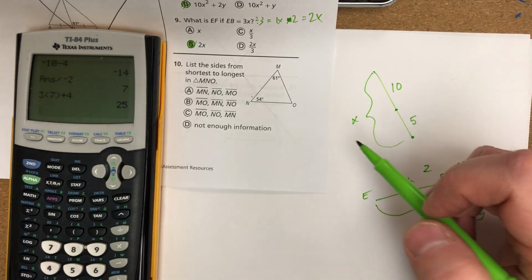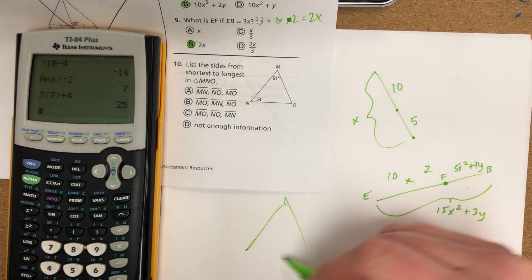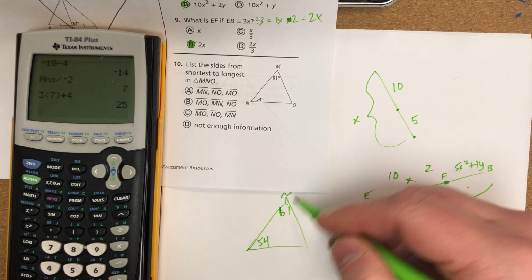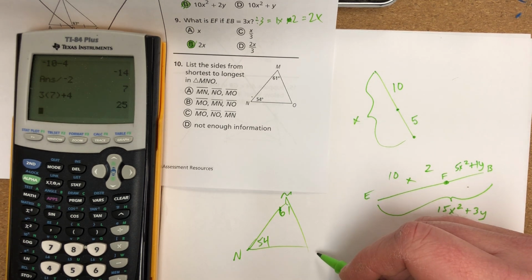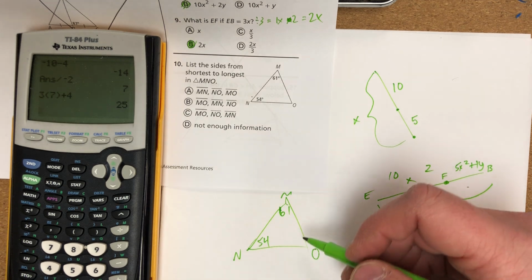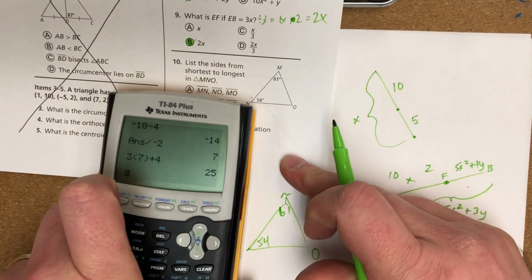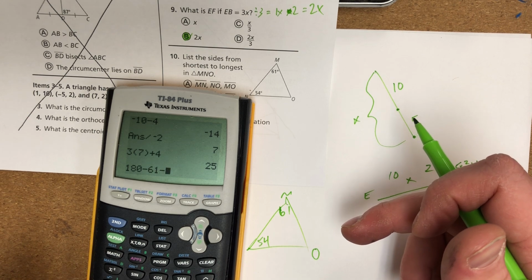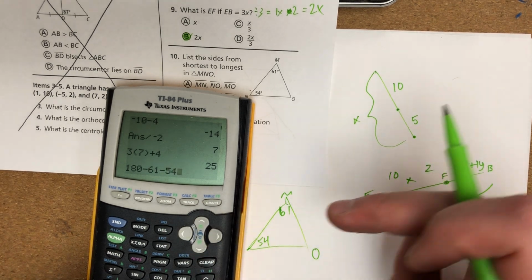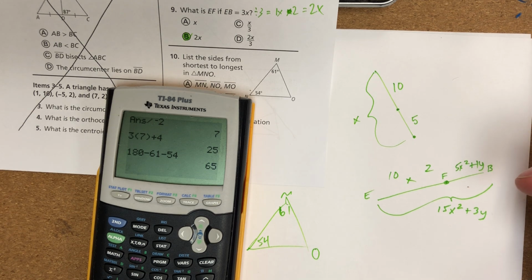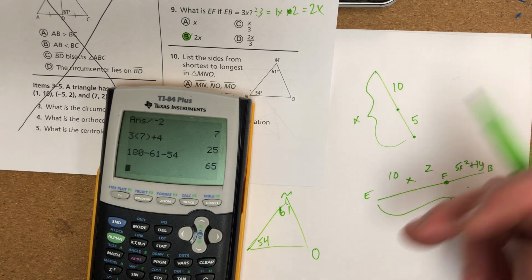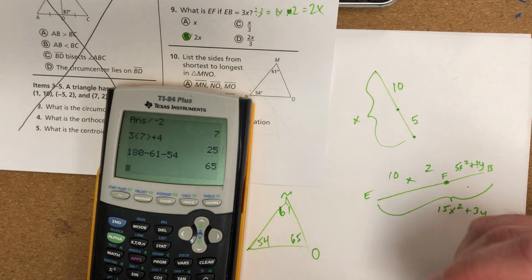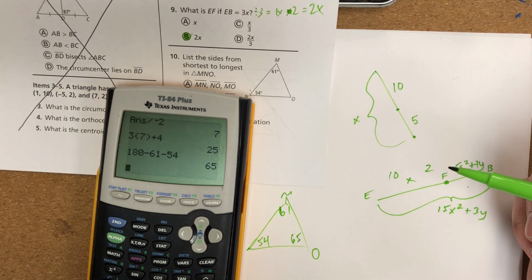All right, 10. So number 10, list the sides from shortest to longest in triangle MNO. 54, 61, here's M, here's N. Wait a minute, I don't know what it is. If only there was a way with angles in a triangle for us to subtract and find out what the third one is. Oh yeah, you just take 180 minus those two. I got 65. Okay.